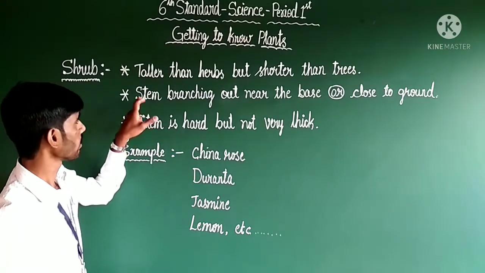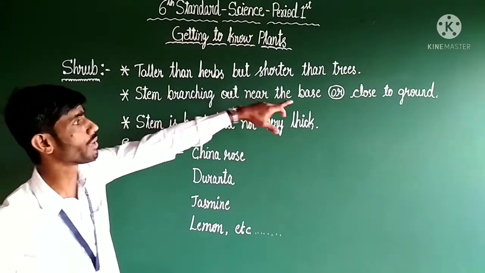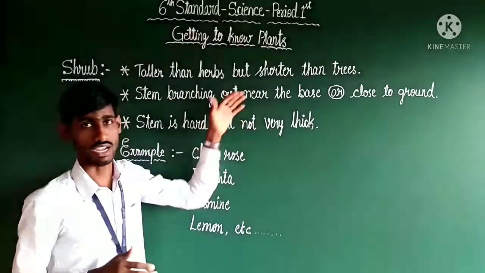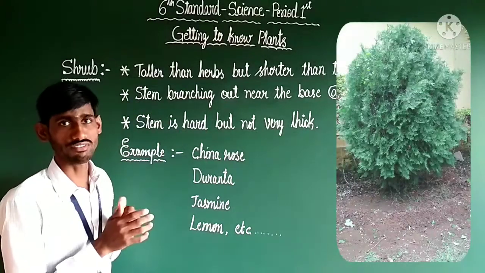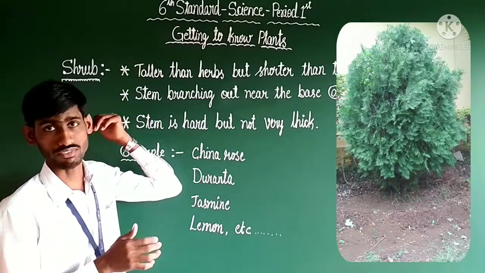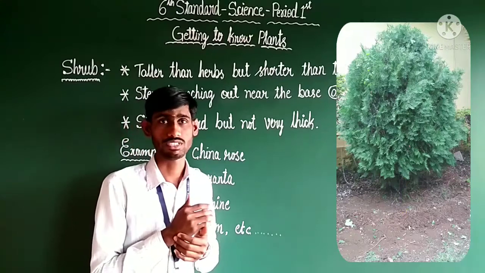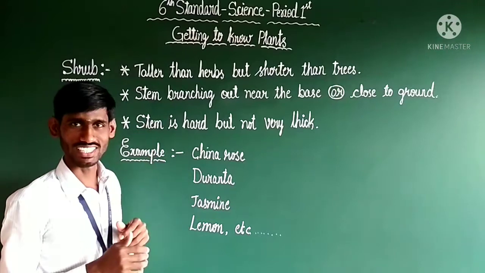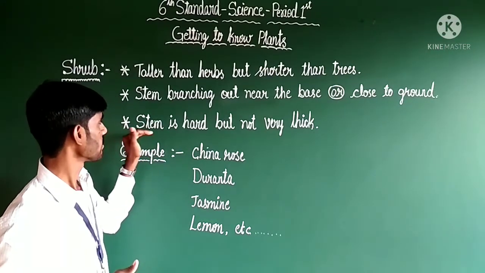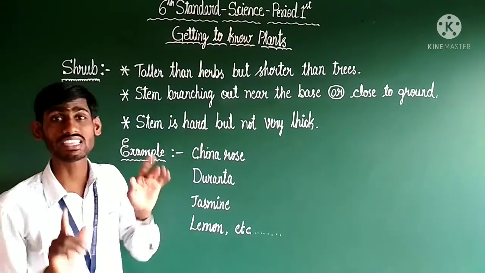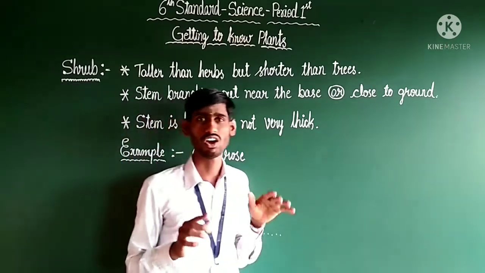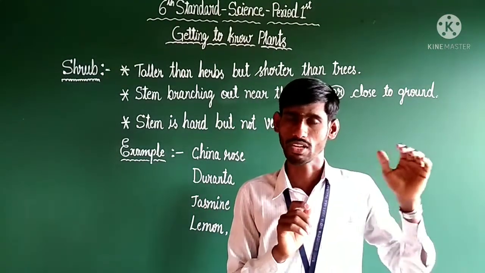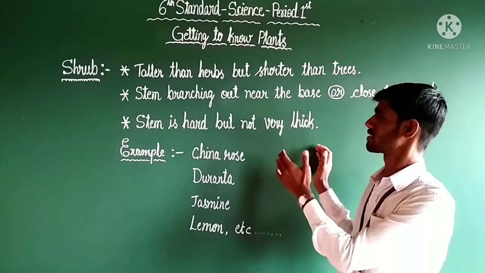The second one is the stem branching out near the base or close to the ground. I will show you images later. Just try to understand. The branches of the shrub are near the base, which is the soil level. The next characteristic is that the stem is hard but not very thick. The stem is hard but not thick like a tree.